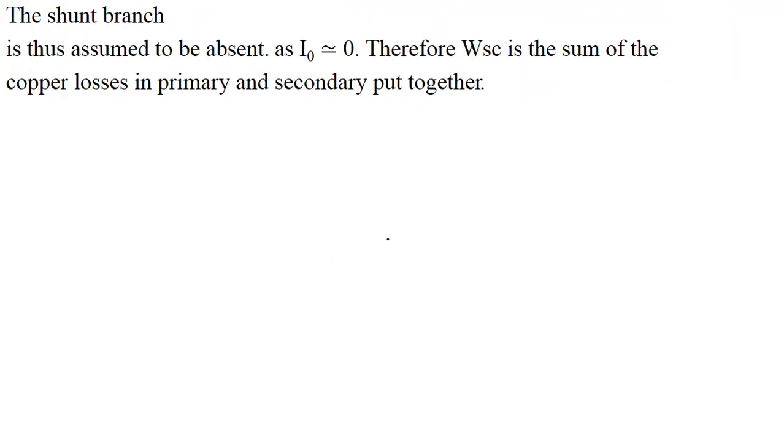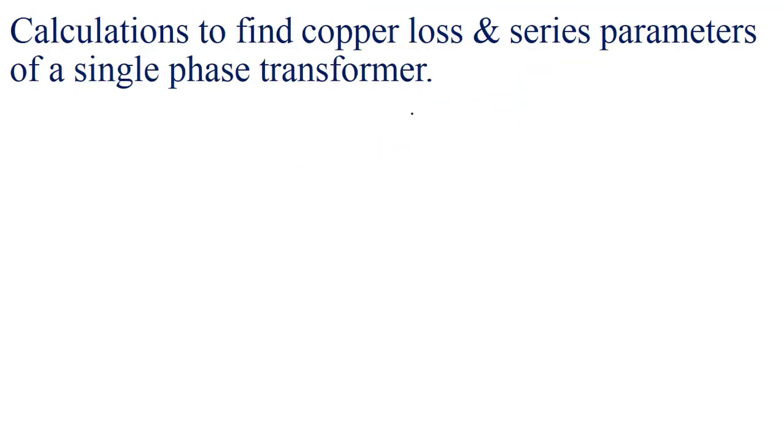What are RE2 and XE2? Let us see. For the calculation of the copper loss and series parameters of a single phase transformer, we have to draw the circuit diagram. This is the resistance RE2, the equivalent resistance referred to the high voltage side. This is jXE2, the equivalent reactance referred to the high voltage side. This is the winding toward the high voltage side.